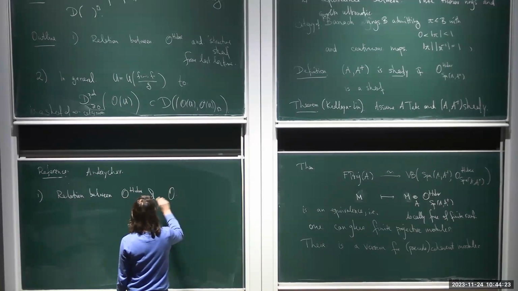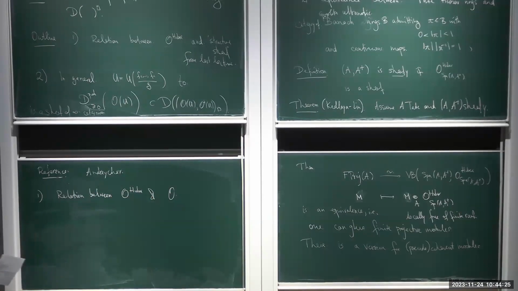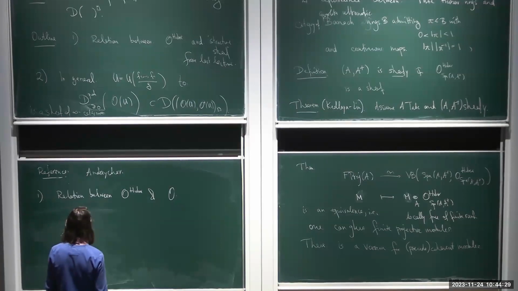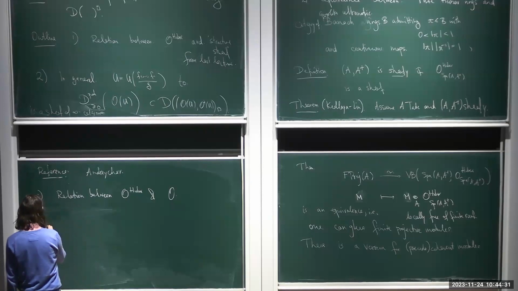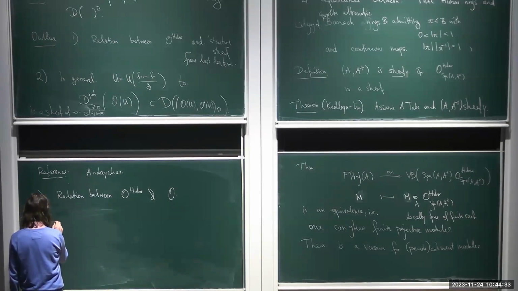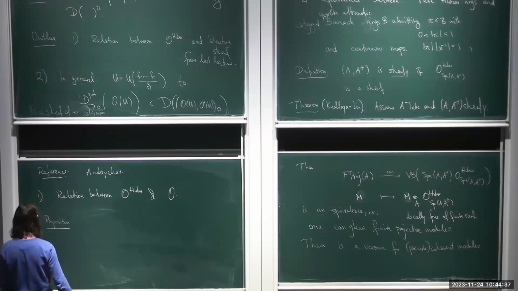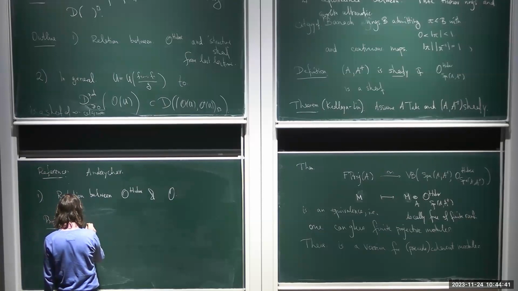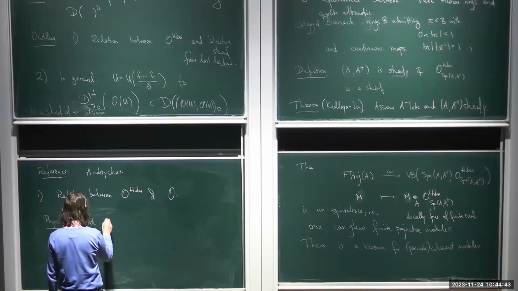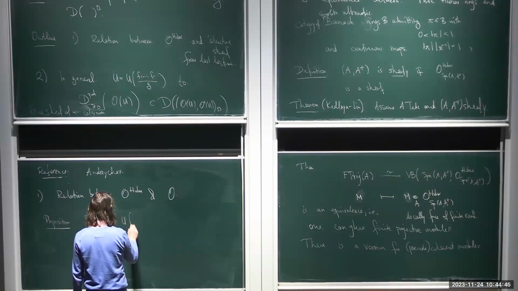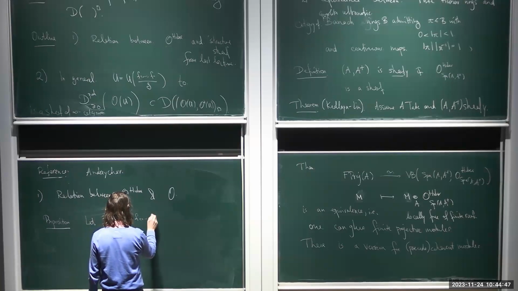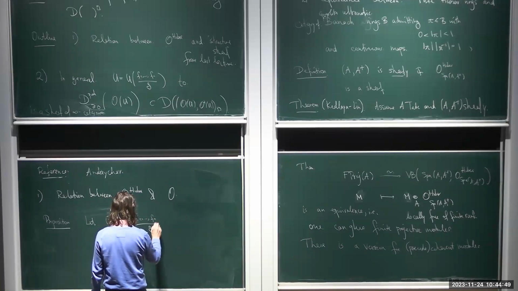So let me call the other thing just... right. So first of all, here's the proposition that somehow just computes both sides. Let's say you have such a rational open subset.